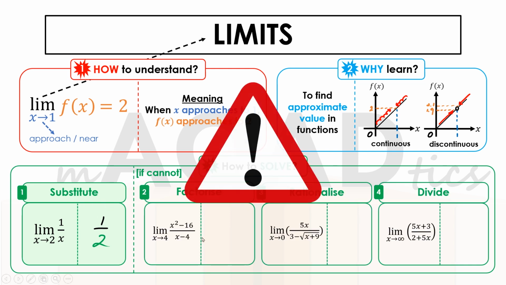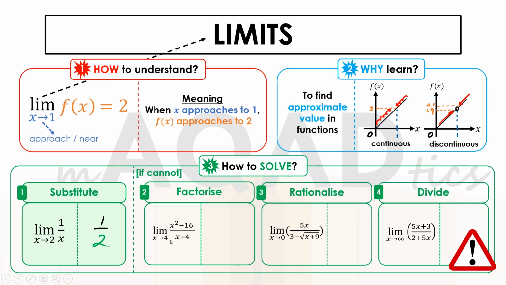Okay, if you look at these two examples, if you substitute the value 4 into here and 0 into here, you will find out that the denominator is 0. Technically it means undefined, but using a different way, we might find an answer for it. So this is why we need to use methods like factorize, rationalize, divide, instead of substitution. So for this one, factorize means we just need to find those quadratic equations, for example this one, and then we split them using a calculator.